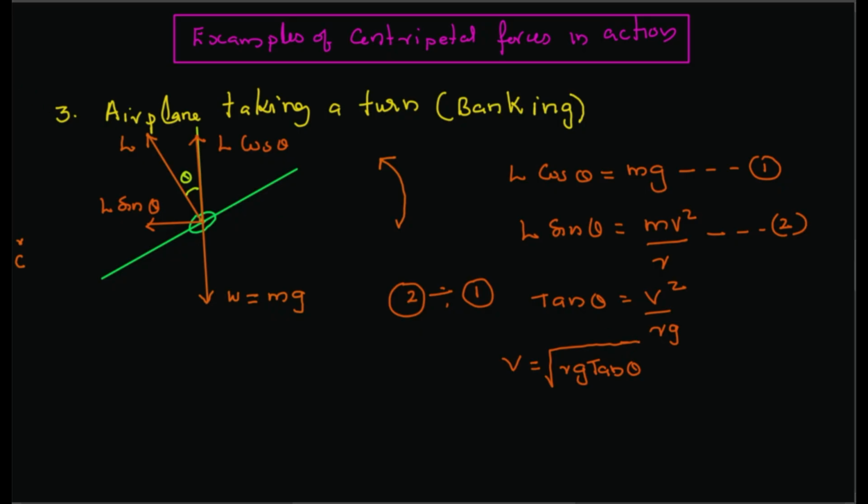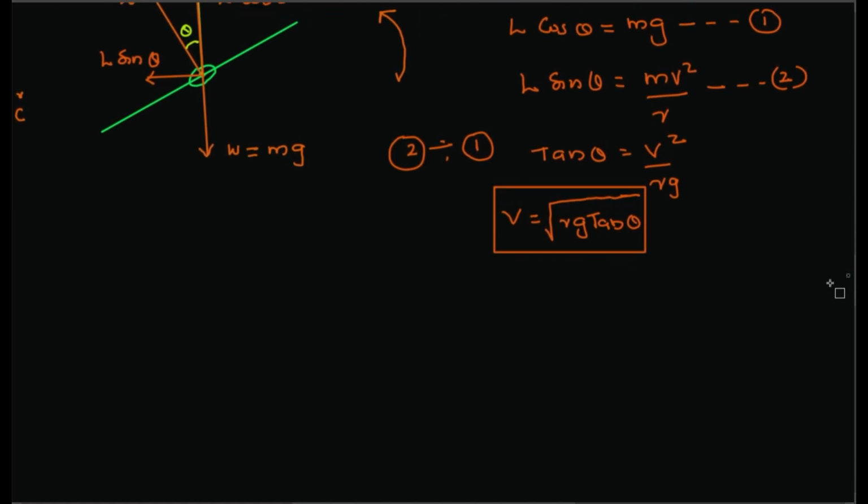In this case, we did not take into account any air drag or other kinds of forces. We just took care of the relationship with two forces in action, which are the weight and the lift. So this is the explanation for the optimal speed of an airplane taking a turn by tilting the wings through an angle of theta. Now let's see another case.